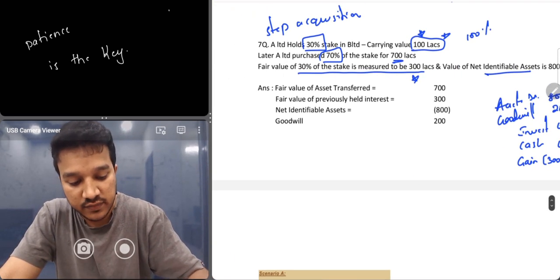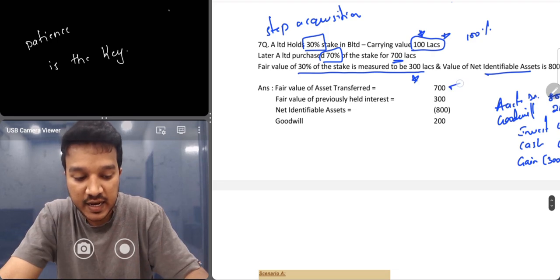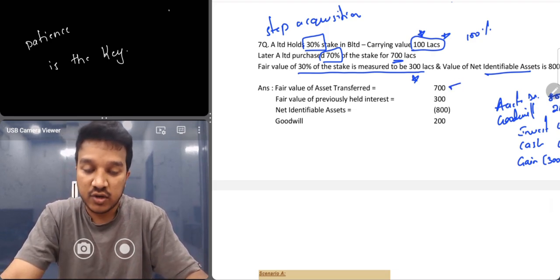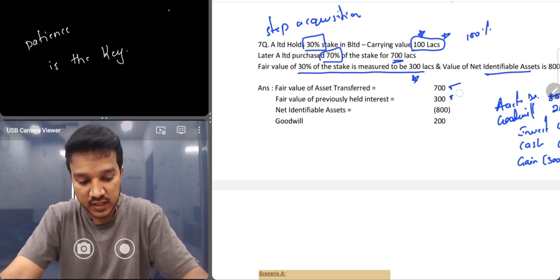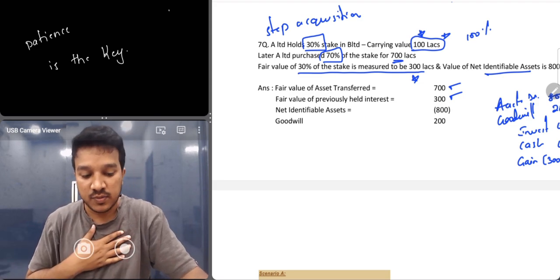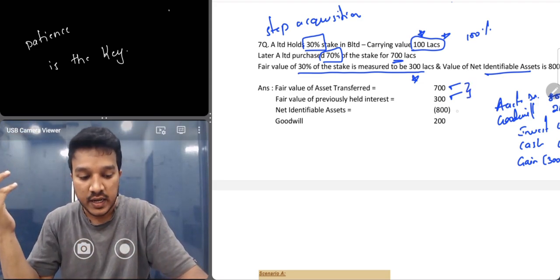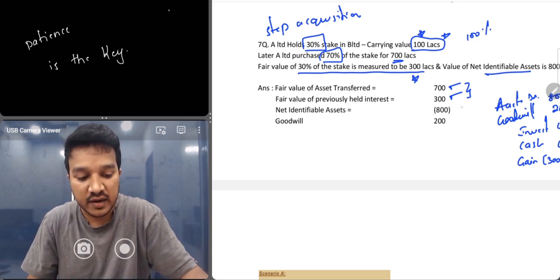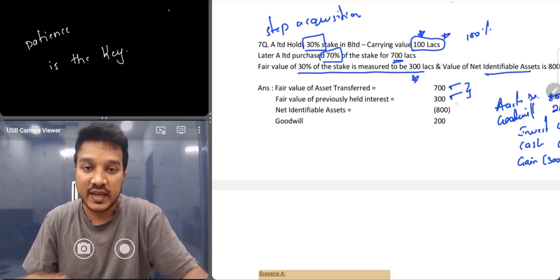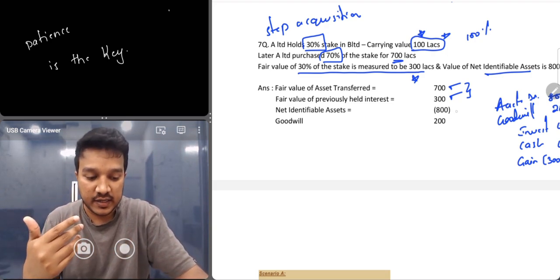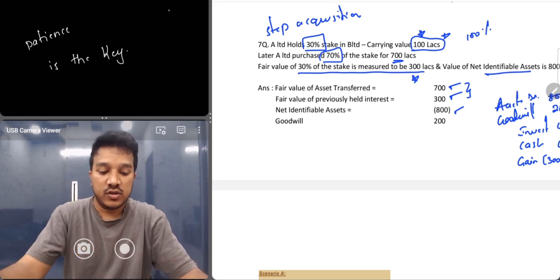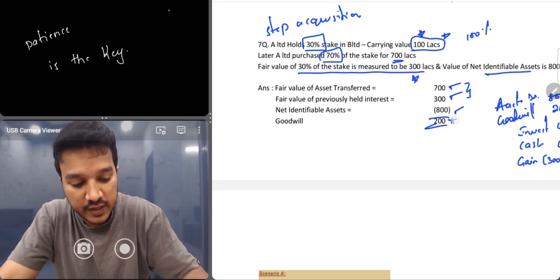Let's understand here. See, fair value transfer कितना था? Assets मैंने cash दिया 700, और fair value of previously held interest is 300. And then कितना assets मिले मेरे को? I gave up 1000 lakhs to get what? 800 lakhs. Okay, I gave 1000 lakhs to get 800 lakhs. Clear? So there is a goodwill of 200.